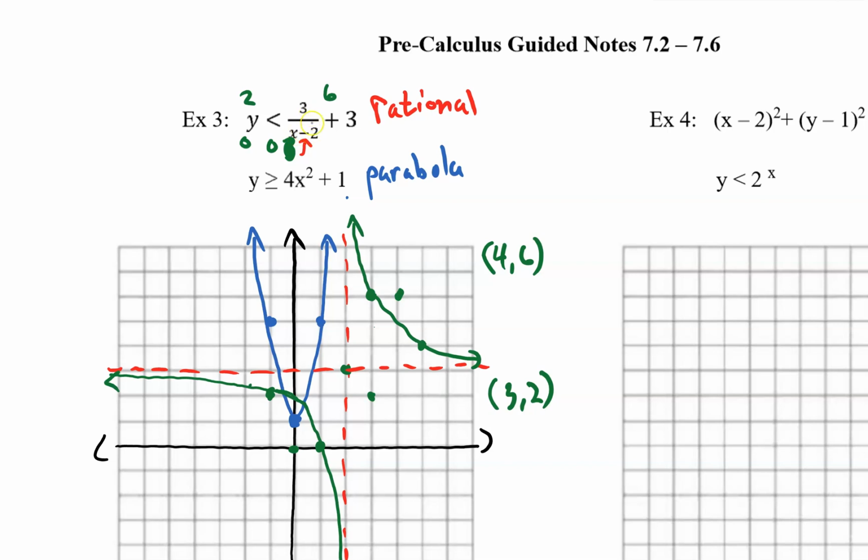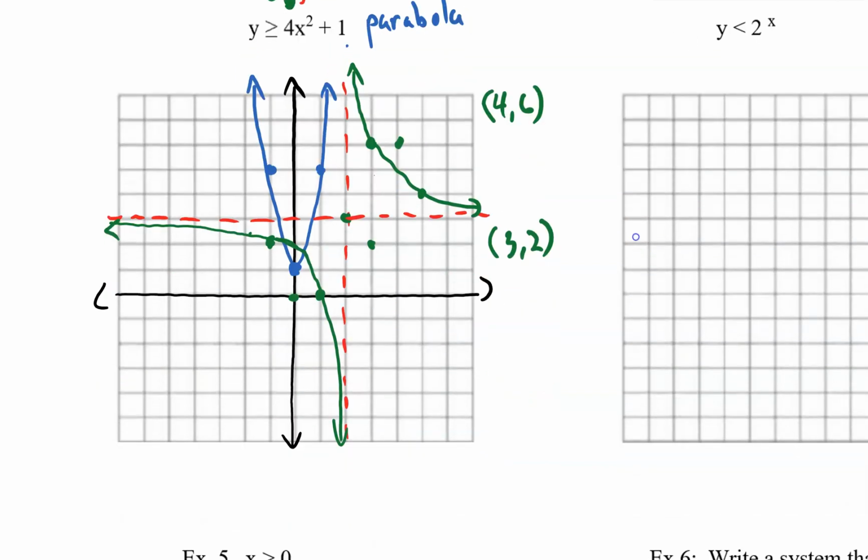3 over 2, that's 1.5. That's going to be 4.5 on this side, and 6 is on the other side. Well, that is not true. So that tells me I'm in the right place.